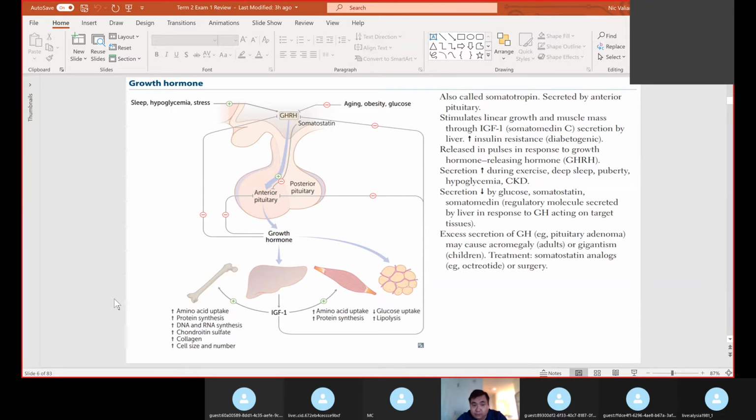What's the function of growth hormone? Increase everything. Think about anabolic, building up reactions. Increase amino acid, increase protein, increase DNA and RNA, increase collagen, increase cell size. And this is curious, right? Insulin-like growth factor hormone from the liver. I have a question, guys. If growth hormone is anti-insulin, how come it produces insulin-like growth factor?